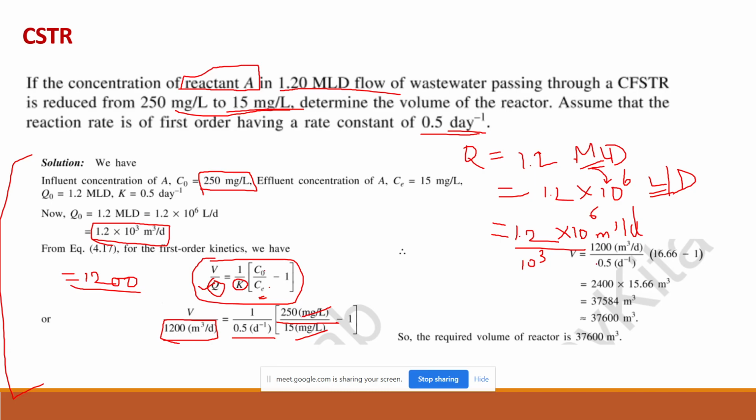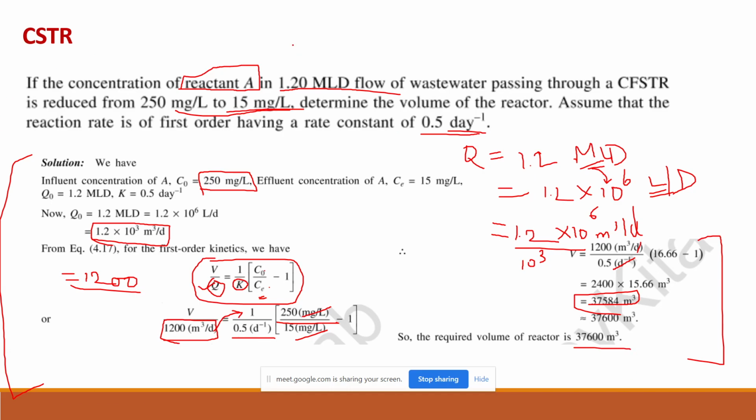Fine. So what you will have is V is equal to 1200 meter cube per day, because this 1200 goes into the numerator part. You just have to simply apply cross multiplication. So V will be 1200 meter cube per day by 0.5 day inverse, and you have 16.66 minus 1. Again this will get cancelled. You will get the volume in terms of meter cube. So volume is approximately 37,600 meter cube. Correct?